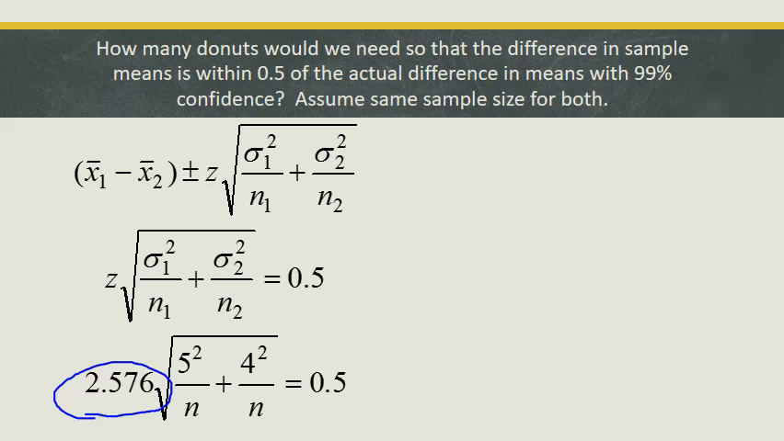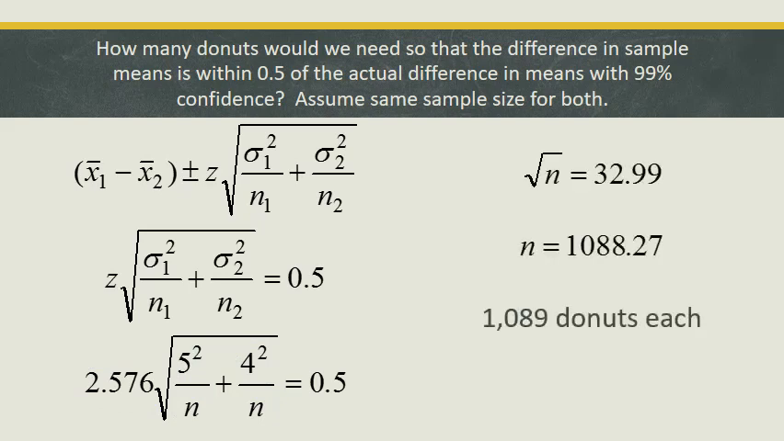The population SDs were already given before. And this problem says that the two sample sizes will be equal. So I'm going to drop the subscripts since they are both the same. Solving for n and rounding up, we get 1,089. And let me be clear, this is the sample size for each population. So there are 1,089 Dunkin' Donuts and 1,089 Krispy Kreme donuts, which is a lot of donuts.